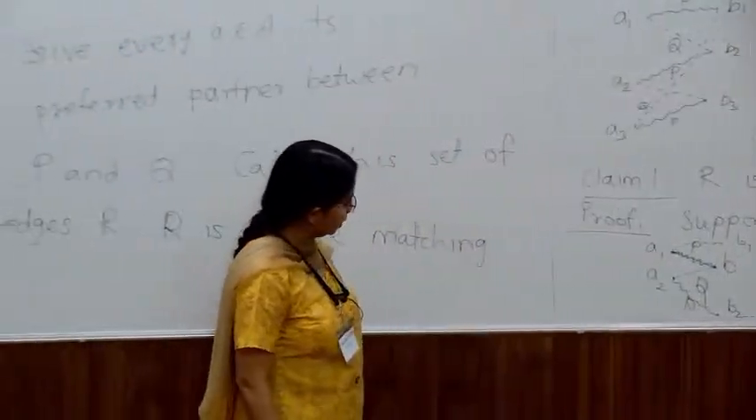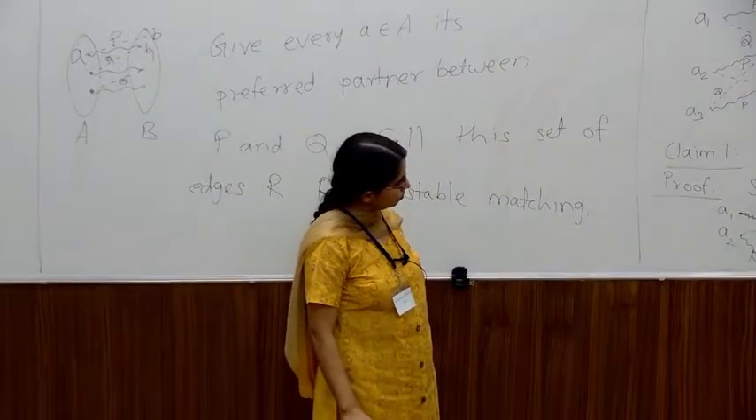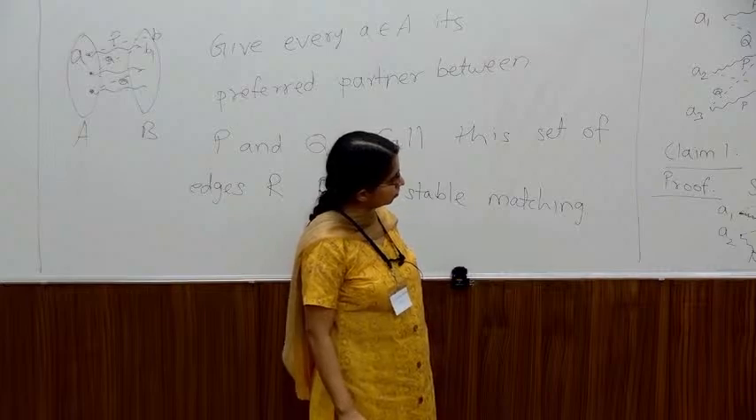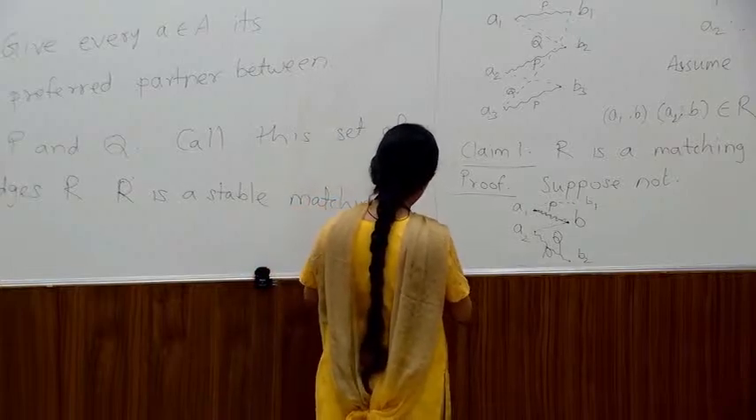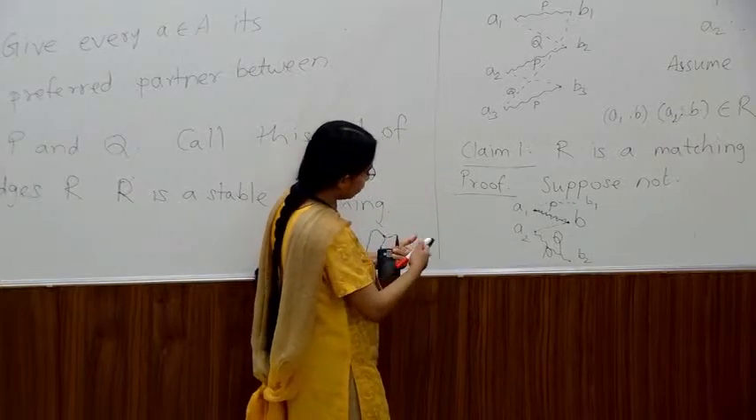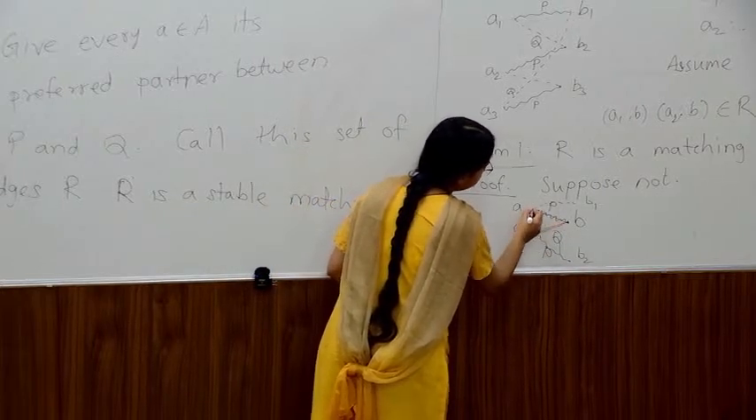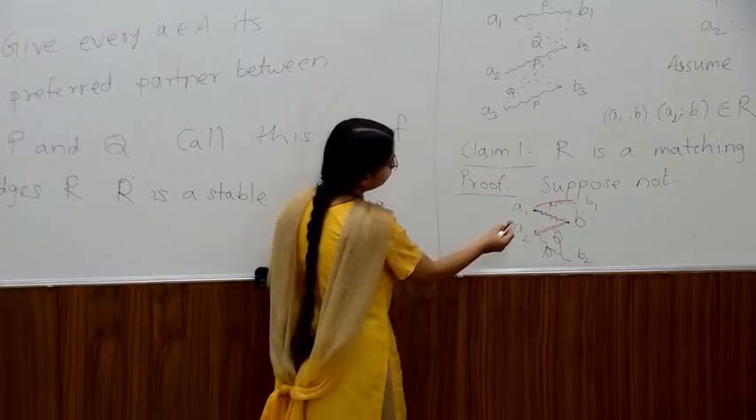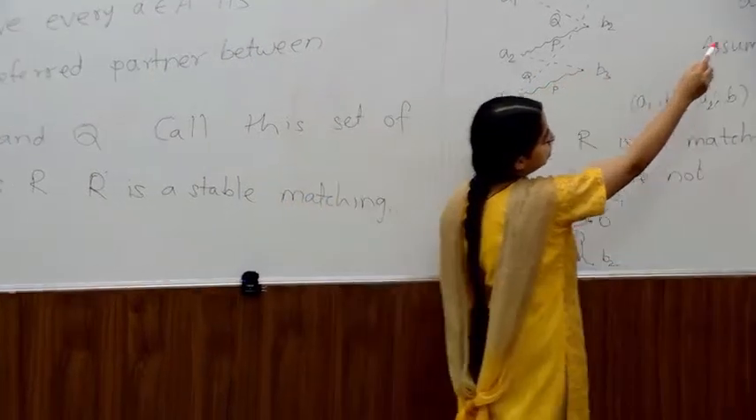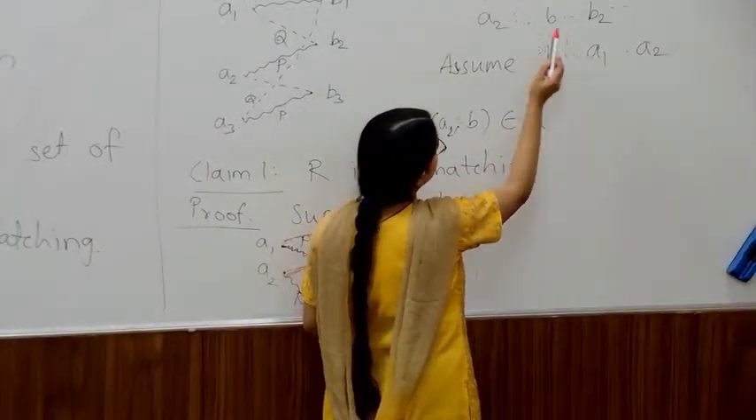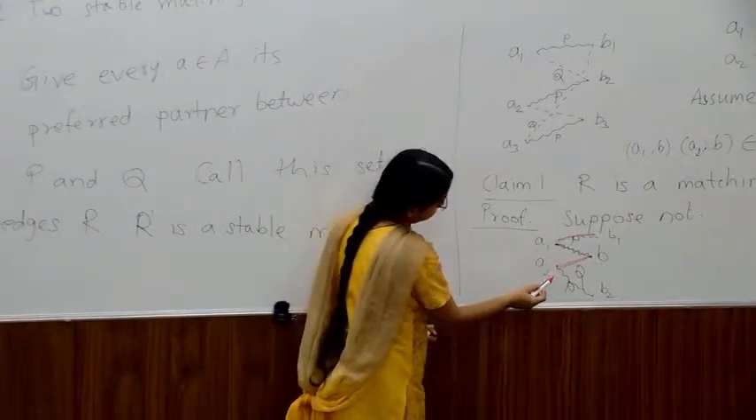Now can you see what happens? Then in Q we have the pair. So in Q, B's partner is A2. So look at the Q edges, the dotted edges. B's partner is A2 and A1's partner is B1. But then both A1 and B prefer each other over their respective partners B1 and A2. Right? B by assumption prefers A1, A1 prefers B. So this is a blocking pair with respect to the matching Q.